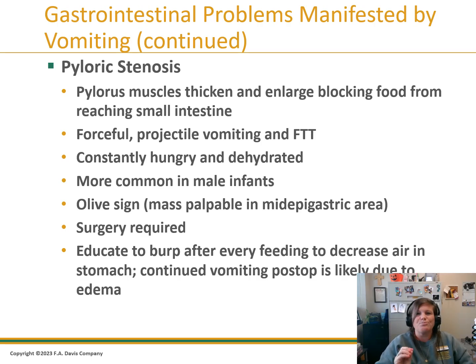This forceful projectile vomiting. And with that, the patient is what we would diagnose FTT, which means failure to thrive, which means that both from a stature, a weight, and a growth and development perspective, they're behind, they're delayed, okay? So this is going to be your less than 5% on the growth curve, on the growth chart kind of child.